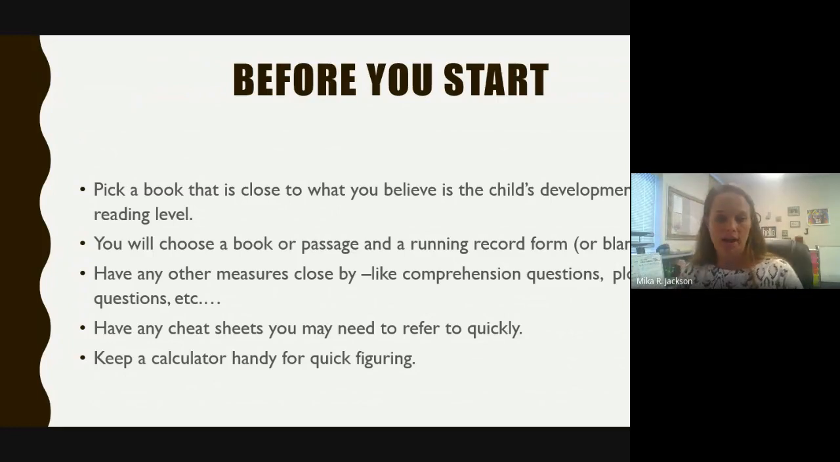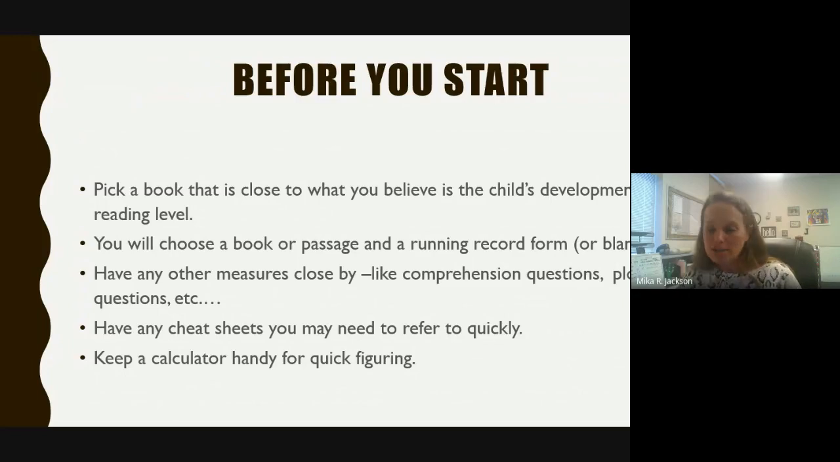You're going to choose a running record form. If there's a pre-made one, obviously that one, or you can take one of those blank ones. And if you find yourself in a situation where you do not have the blank running record form, pull a piece of notebook paper and you can use that. I mean, you can take a running record on the back of some note that someone gave you. It doesn't matter, as long as you can follow the coding systems, which I'll teach you in a minute. Also, have any other measures you want to give ready, like comprehension questions afterwards, or if you want to ask about elements of plot.